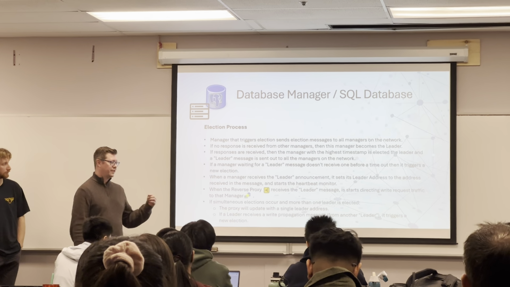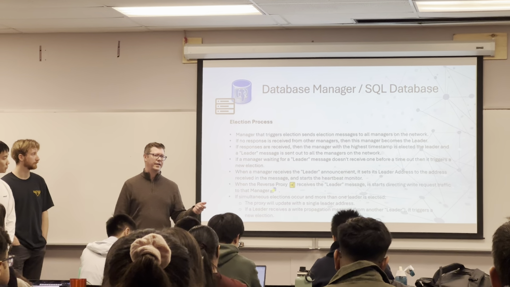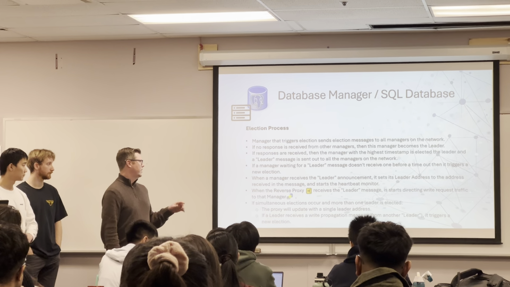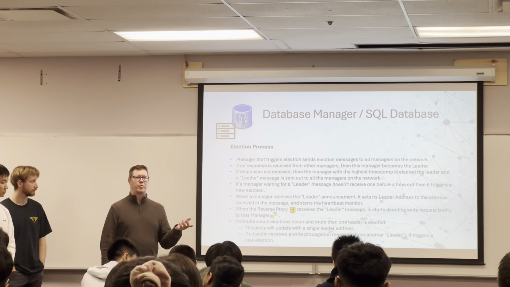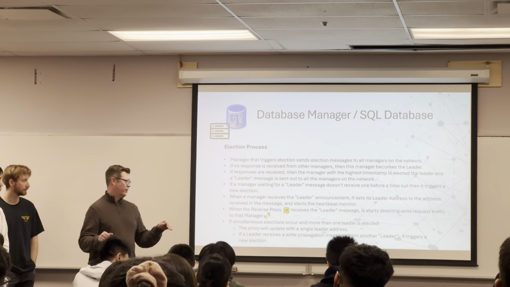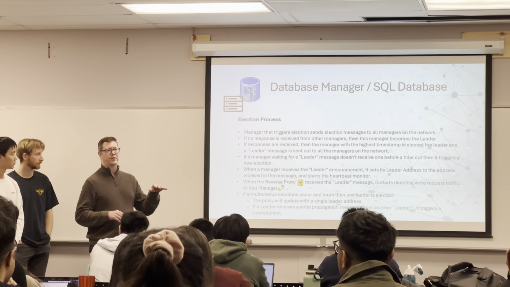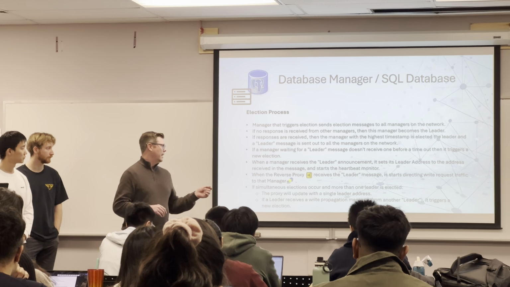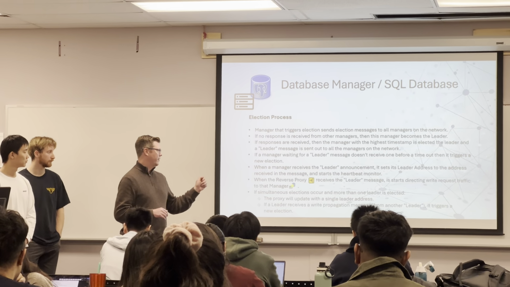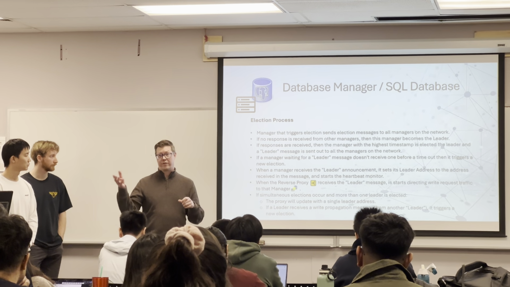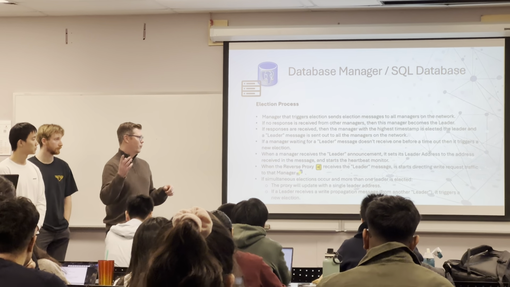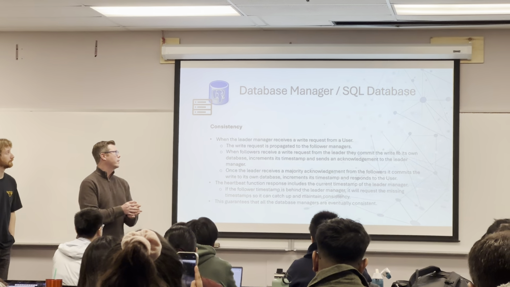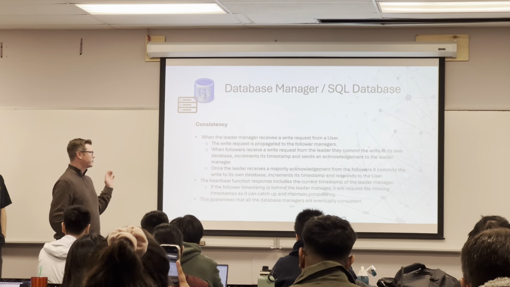The reverse proxy receives that same leader message, updates its leader index, and starts driving the write request traffic to that node. With the way that we've set it up, there is a possibility that we've got simultaneous elections going on. If that happens and more than one leader is elected, the proxy only updates with a single address. And once a leader receives a write propagation from another leader, for instance, it will trigger an election in that case.